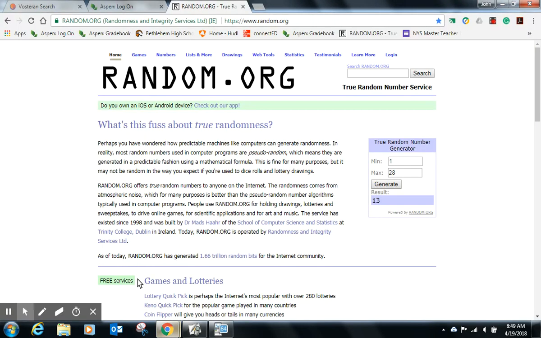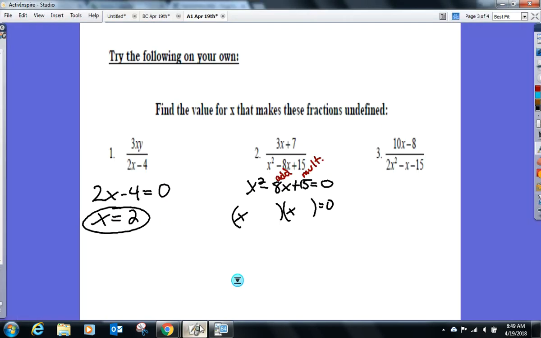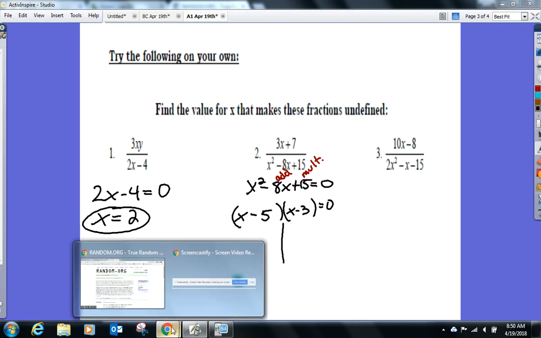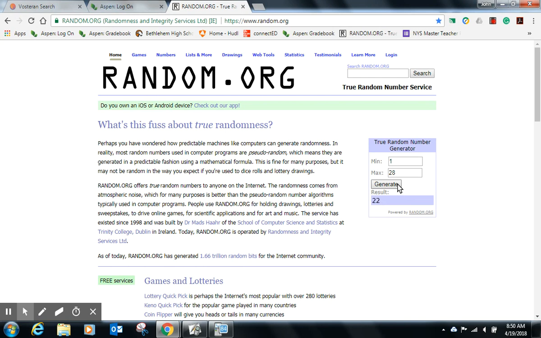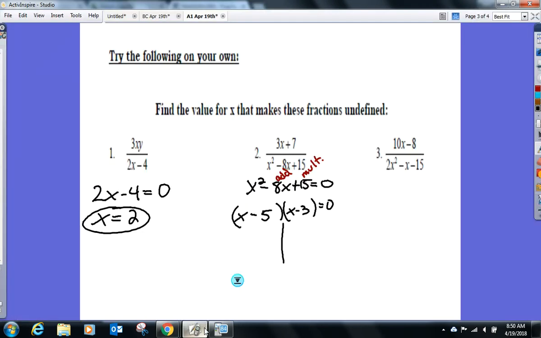What do you got for me? And I'm going through this a little bit quicker because we spent a couple units on this now. What do you got? Negative 5. Negative 3, yep. Those are my numbers. What are my two x values that would make this fraction undefined? X equals 5 and x equals 3.